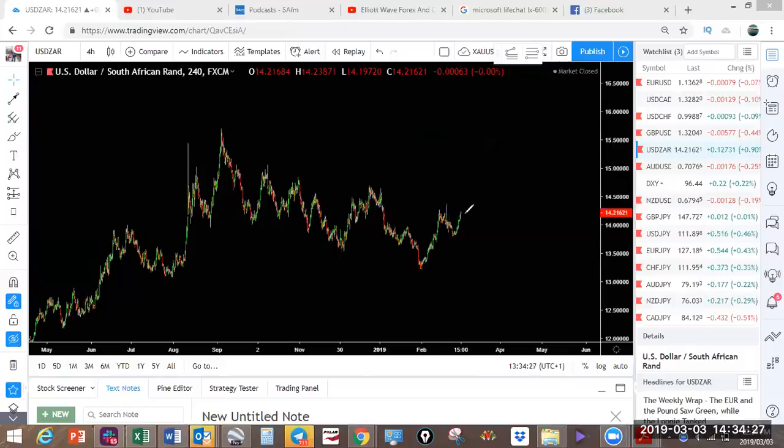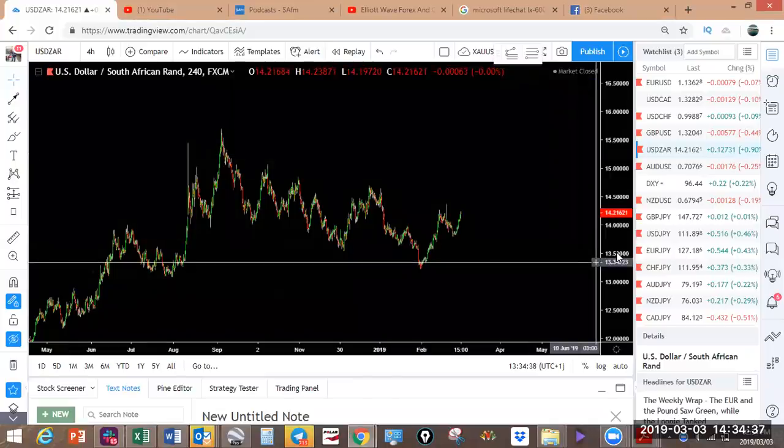Okay, so let's watch here. If we get a corrective structure and clearing this level here, we'll be home and dry to go back to the 1560 area. US dollar ZAR. Now let us look at the pound pairs.